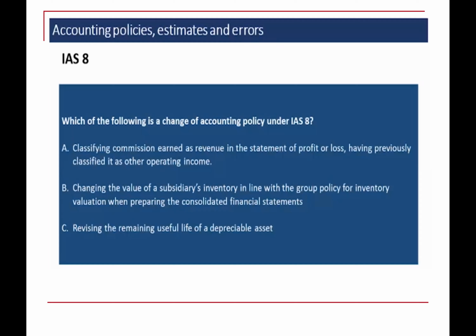Then, revising the remaining useful life of a depreciable asset. We have already made a decision that we are going to depreciate the asset, which is the policy part of it. What we are simply changing is the useful life, which means the amount of depreciation is the one that is going to change. But the fact that we are depreciating is not changing. So this is basically a change in accounting estimate as opposed to an accounting policy.